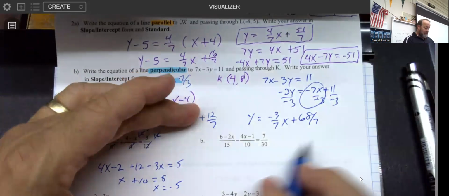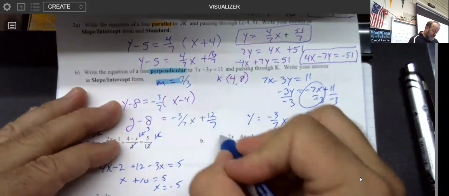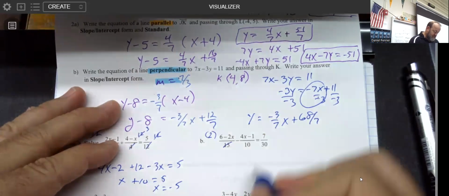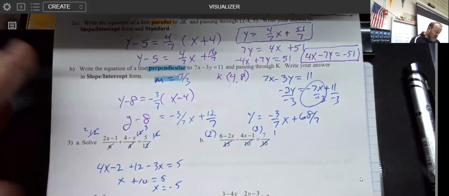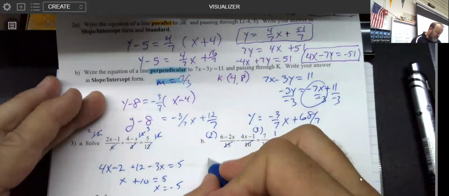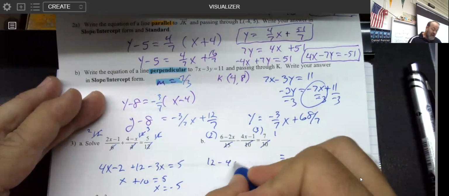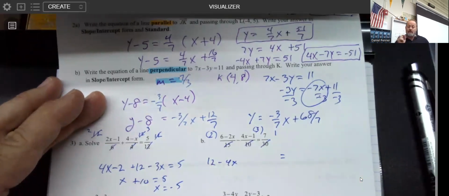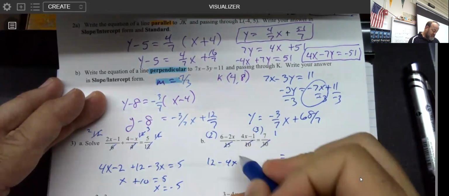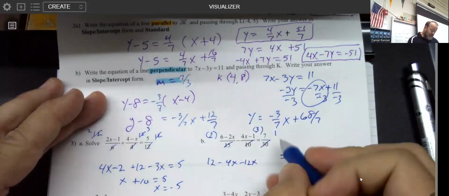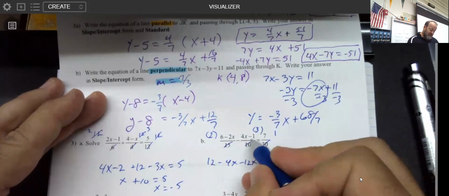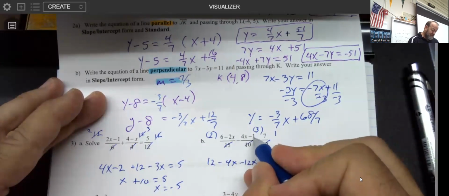So on this problem, I'm going to multiply everything by 30. Again, 15 goes into 30 twice, 10 goes into 30 3 times, and 30 goes into 30 exactly once. So if we distribute, we're looking at 12 minus 4x. And this is the reason I asked this question. It models what happened on the group quiz: if you multiply this 3, it's really not multiplying 4x, it's actually multiplying negative 4x. And when you multiply this 3, you're not really multiplying negative 1, you're actually multiplying by positive 1.